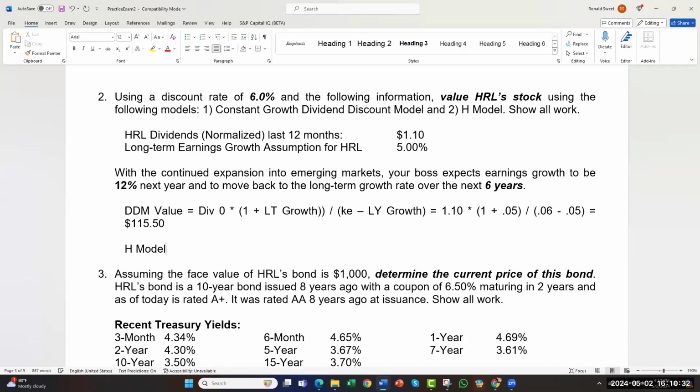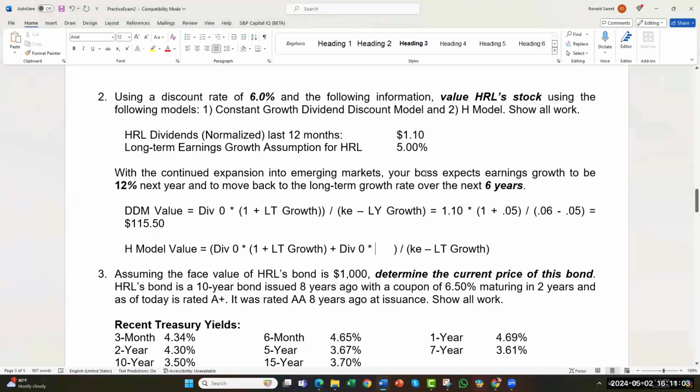H model, exact same thing again. Dividend 0 times 1 plus long-term growth, divided by KE minus long-term growth, except we're going to add this middle section in here for the higher growth period. So plus dividend 0 times the H.